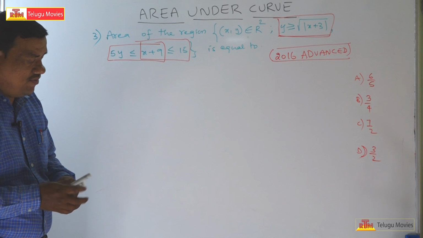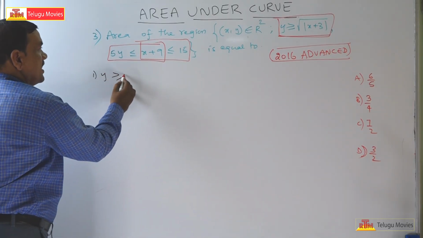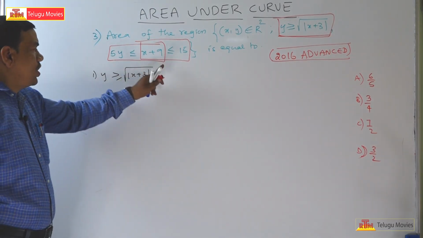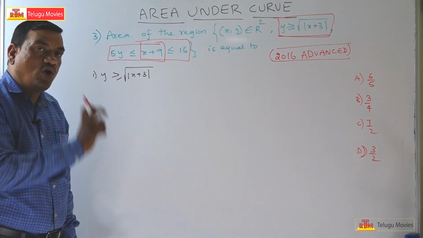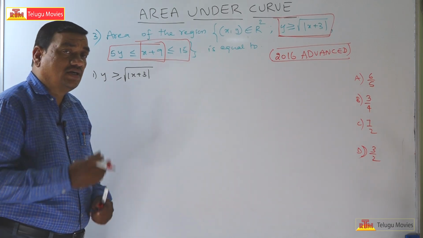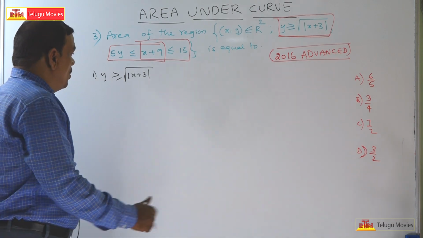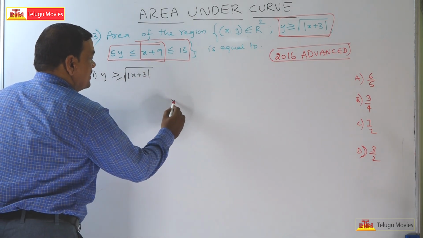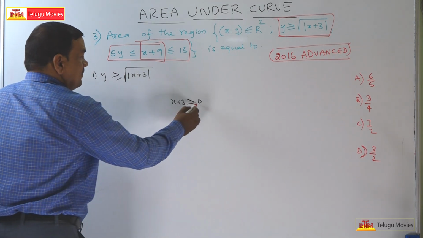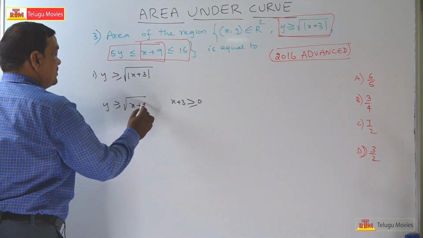Let us see the first one. First I will take y greater than or equal to root of modulus of x plus 3. Here the modulus of x plus 3 changes its behavior depending on the sign of x plus 3. For example, if x plus 3 is greater than or equal to 0, then modulus of x plus 3 is x plus 3. Understand?